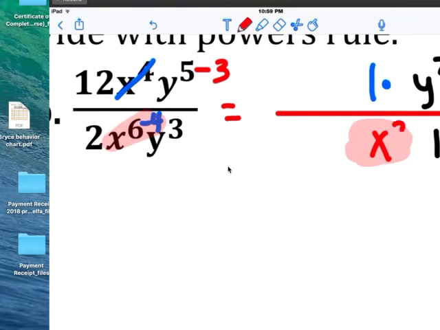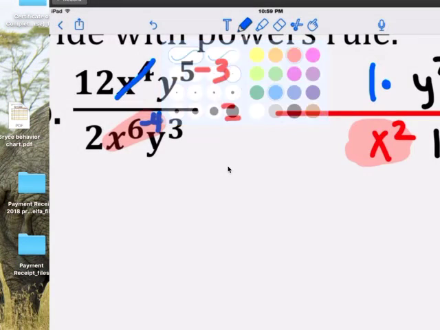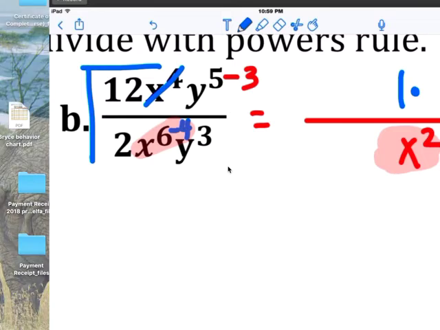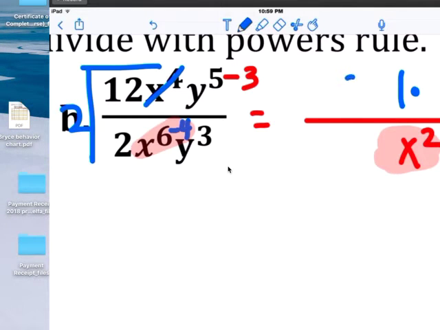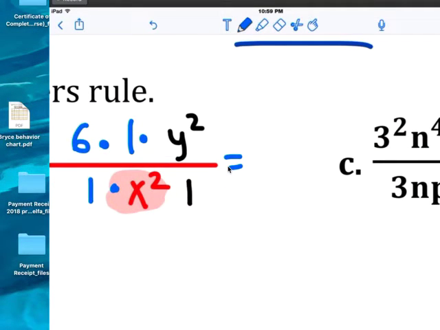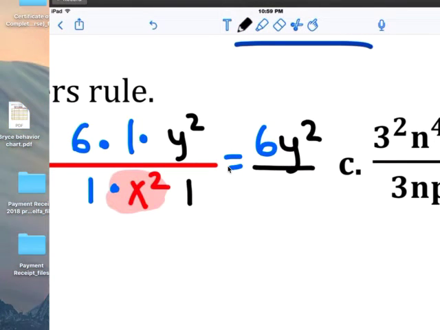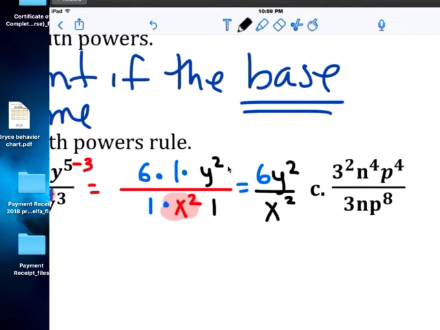X to the second. Okay, now 12 over 2 can be reduced by 2, which is 6 over 1. So my answer is, when I multiply all this, 6 times 1 is 6, y to the second is my numerator. My denominator is 1 times x squared times 1, which is just x squared, right? And that's my final answer.